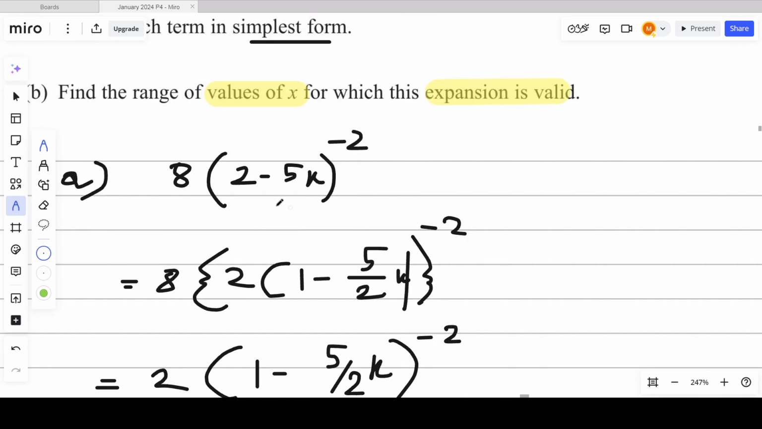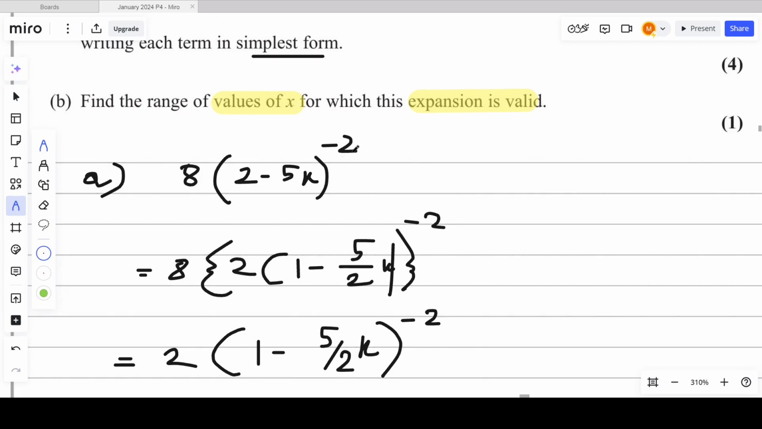From the binomial expression, the modulus of the second term has to be smaller than the first term. This is the memorized method for that, right? Now let me explain some concepts behind it. It will take a bit of time, but let's see.